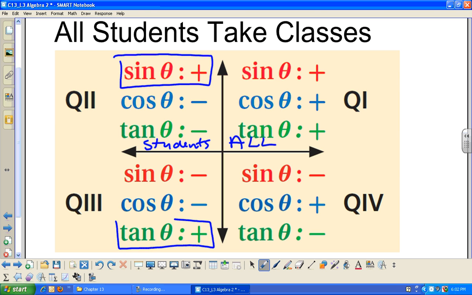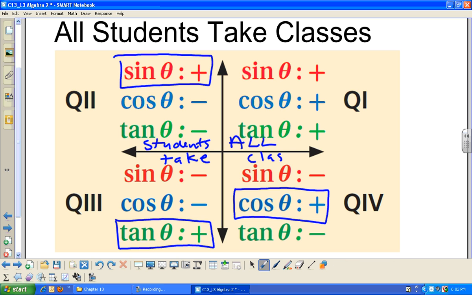In the third quadrant, tangent will be positive. This is Take. Because when you have both your x and y as negative numbers, a negative divided by a negative will be a positive number. And in the fourth quadrant, this is where cosine will be positive. This is Classes.